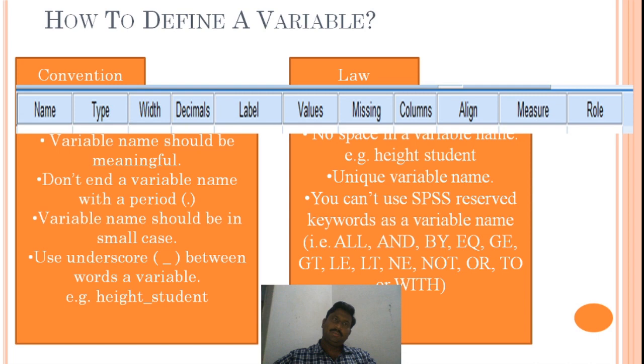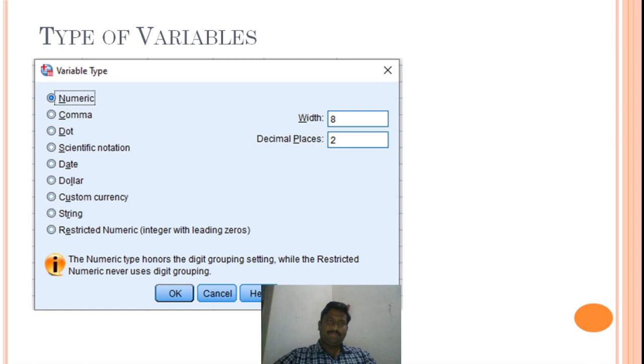Next, type of variable. Research methodology may have different types. For that, I will give you another video in the link above. But for now, I am focusing on the SPSS only. So I will let you know what are the different types of variables in SPSS. You will see these types of variables in SPSS: numeric, comma, dot, scientific notation, date, dollar, custom currency, string, and restricted numeric.